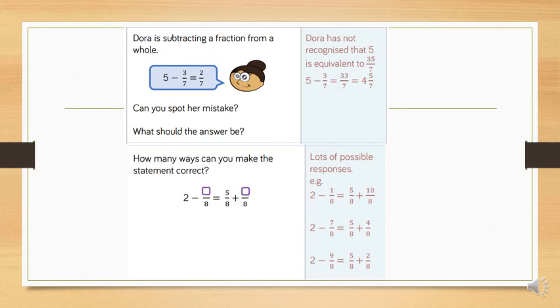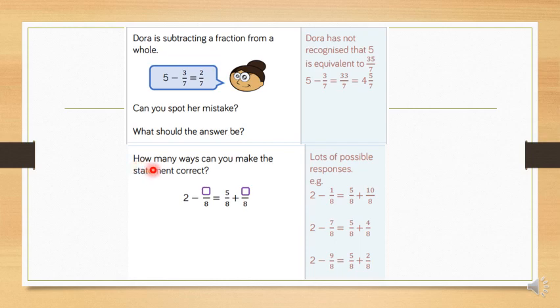So for these two word problems, for this one, Dora is subtracting a fraction from a whole. She does 5 take away 3/7, and she says the answer is 2/7. So did you spot a mistake? Dora did not recognise that 5 wholes is equivalent to 35/7. Because remember, 5 times 7 is 35. You've got 5 whole bar models, or 5 whole chocolate bars that have been split into 7. Then 35/7 take away 3/7 gives you 33/7. So hopefully you'll be able to work that out.